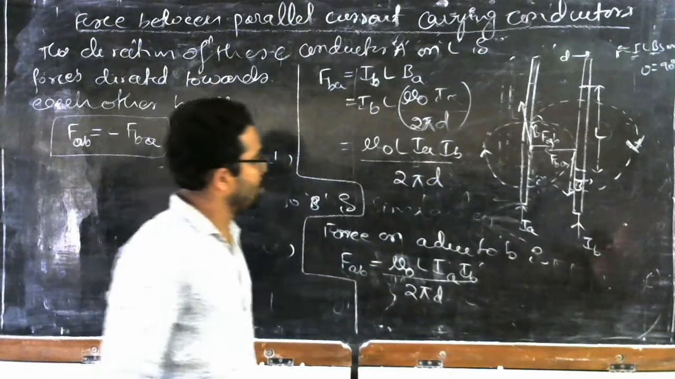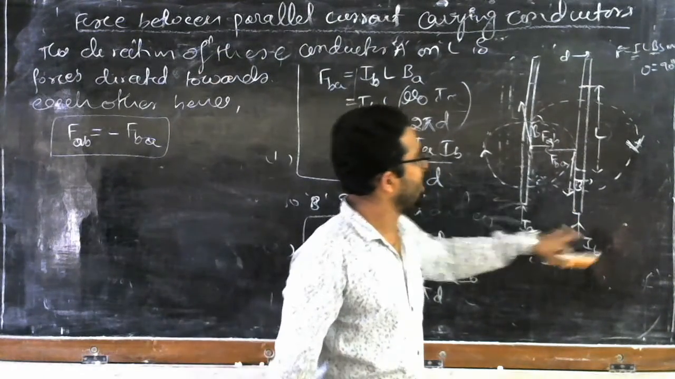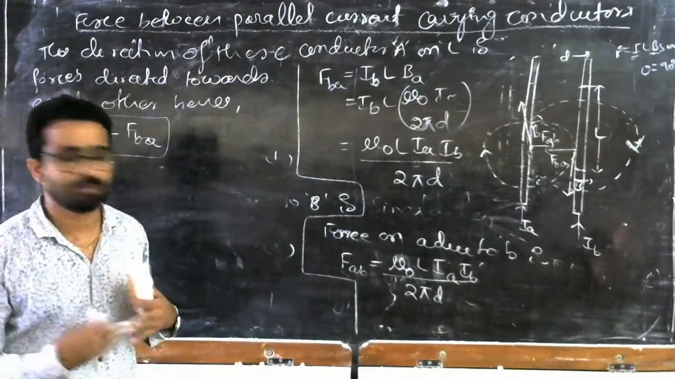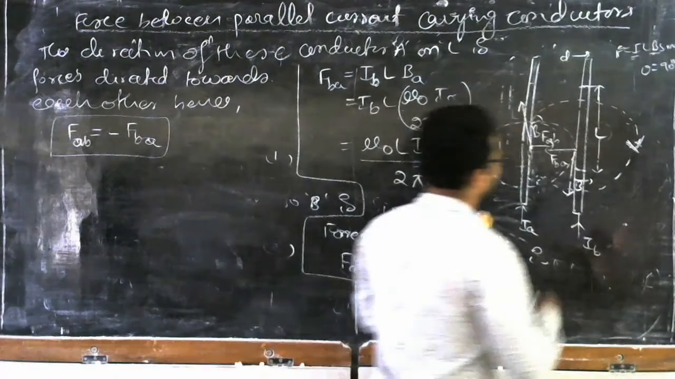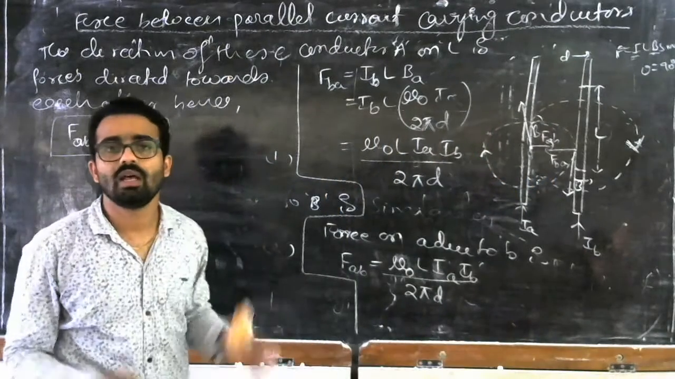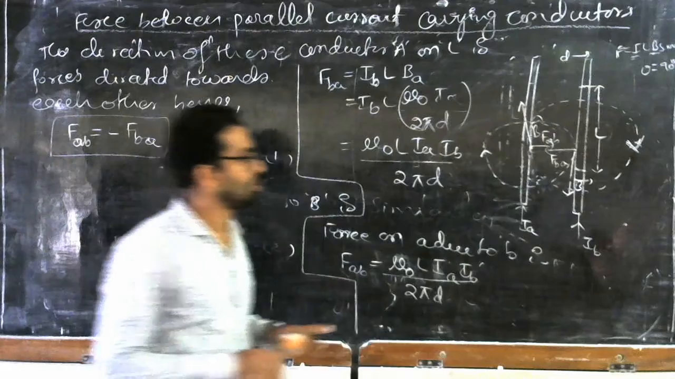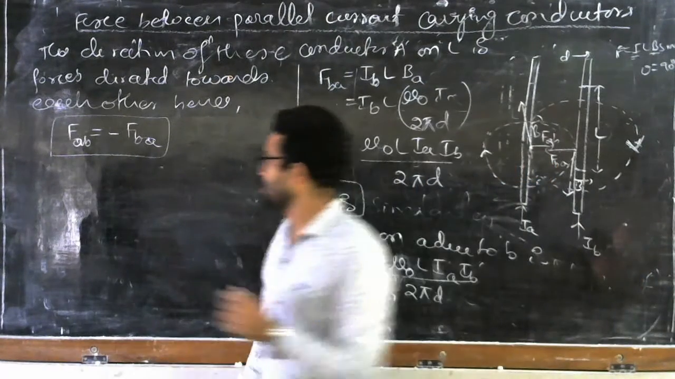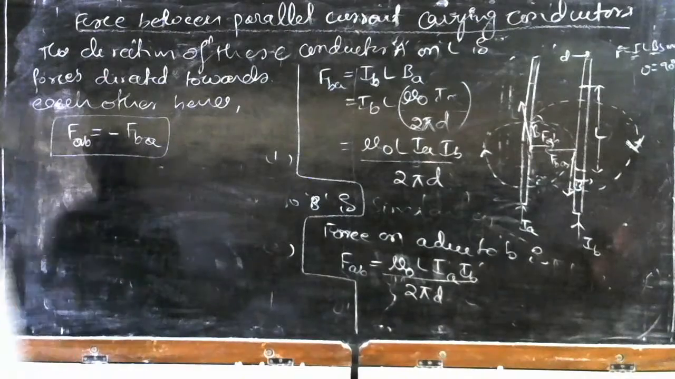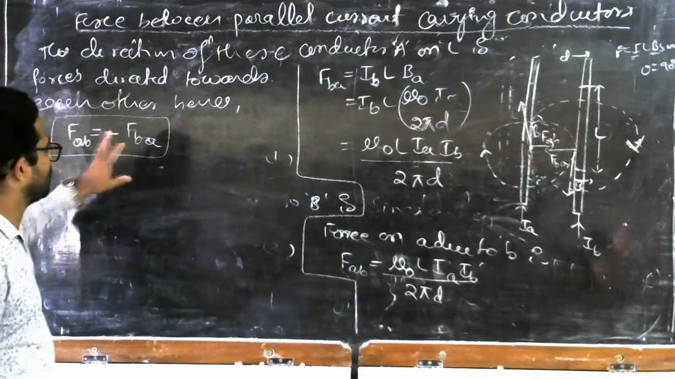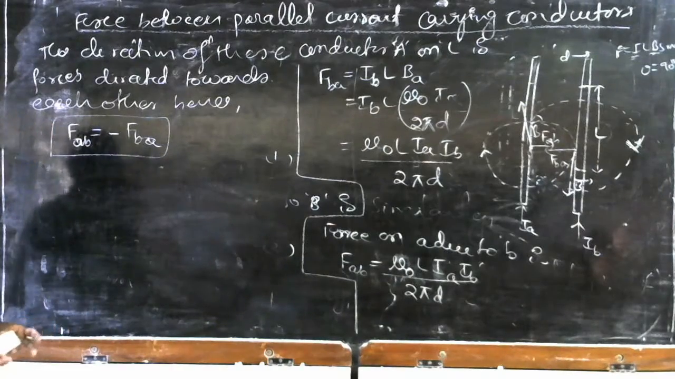So from this what we can understand is, if the two currents are going in the same direction, then the conductors will attract each other. If the currents are going in opposite directions, then the two conductors will repel each other. So this is what we can understand from this concept. FAB is equal to minus FBA, so these are attracting forces.